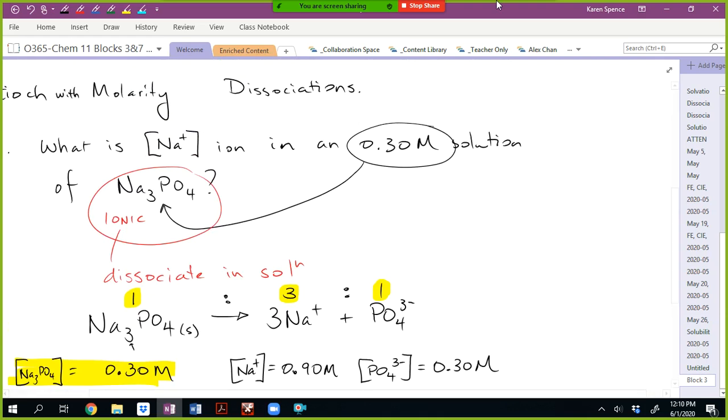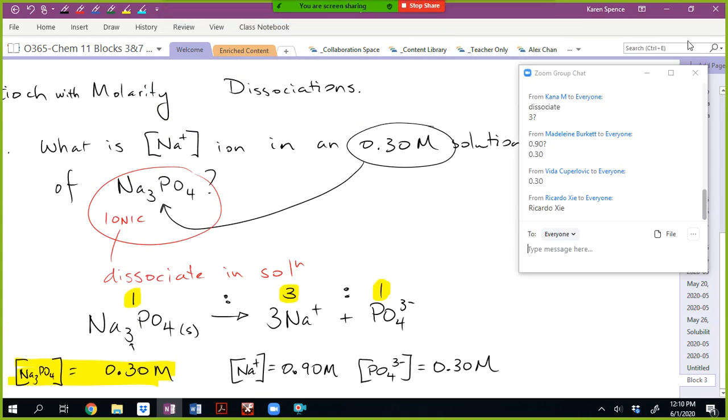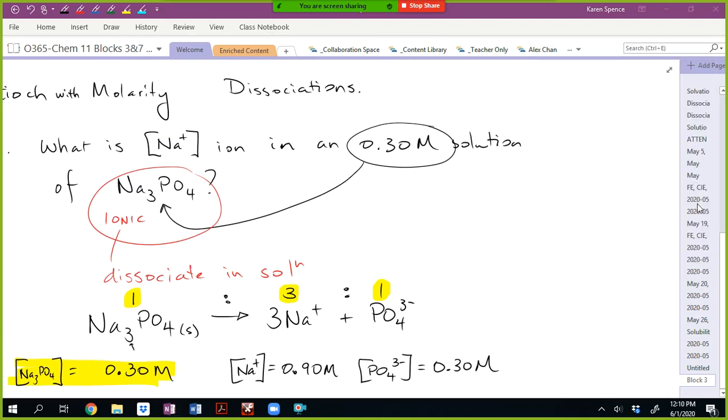Let's look back at our previous question. What did we need to know from that previous question in order to solve for the ion concentration? Yeah, we needed to know the molarity of the solution. So let's go find that for this one.